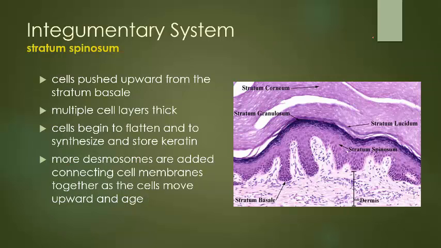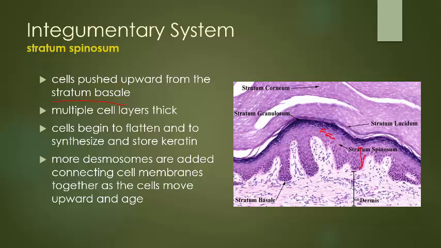So now let's look at the stratum spinosum. This is a micrograph of stratum spinosum cells, and of course this cell layer down here would be the stratum basale. Every cell from here until about the point where it gets really dark are stratum spinosum cells. So they're pushed upward out of the stratum basale, and it's multiple cells thick, so it could be fairly thick. And as the cells get closer toward the apical surface, they begin to flatten, and they synthesize and store lots of keratin. They're also adding melanin packets. Those melanosomes are being added to the cell's cytoplasm, and more desmosomes are added so that the cells become very connected side to side, especially.